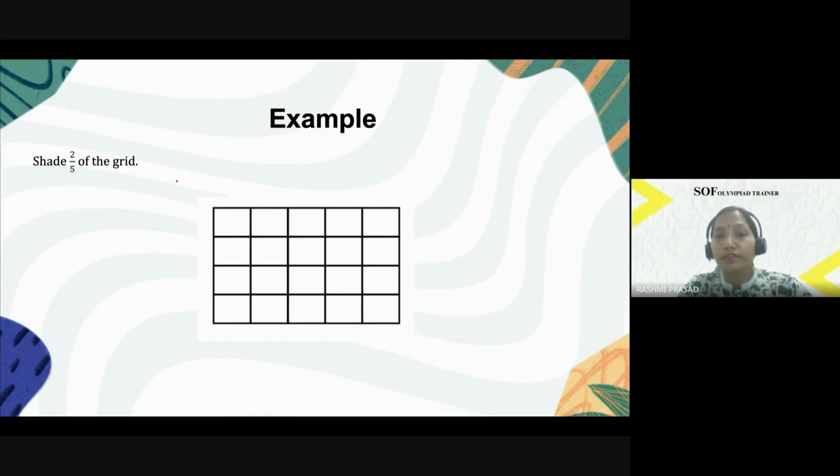Shade 2/5 of the grid. So 2/5 of the grid, it says. What do you mean by that? First, you need to count how many are there in total, right? So how many are there? What is the total part? Raksha, can you tell me the total parts here? This shape is divided.